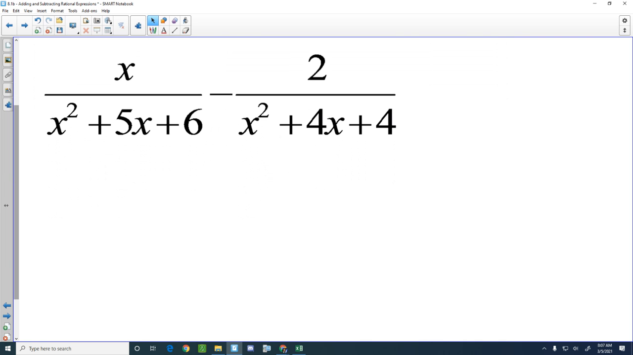Now, initially, looking at these, you might be tempted to say, okay, well, I want to make the denominators match, right? We obviously want to get a common denominator. But here's where you have to be careful. You can't just say, oh, x squared, those match. 5x, oh, I'm just going to add an x here. Oh, that's a 6. Let's just add another 2 there. You can't do that. You can't add into like the middle of something. That changes it. That doesn't work.